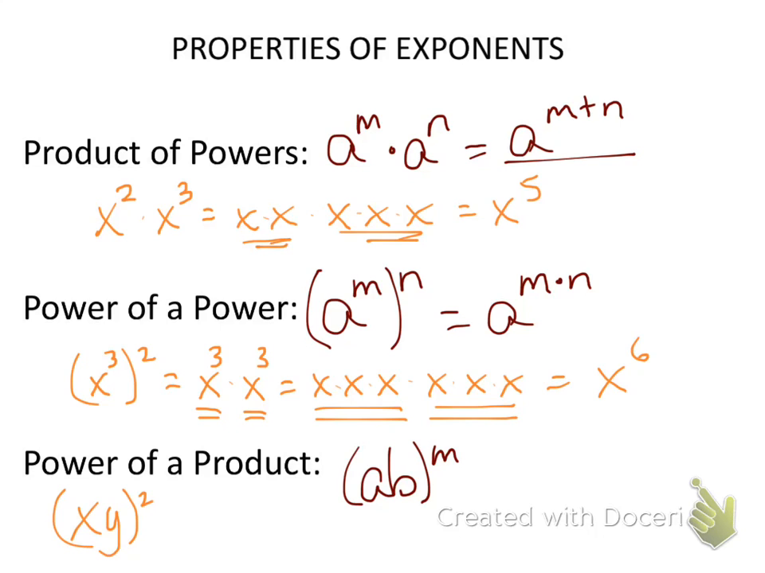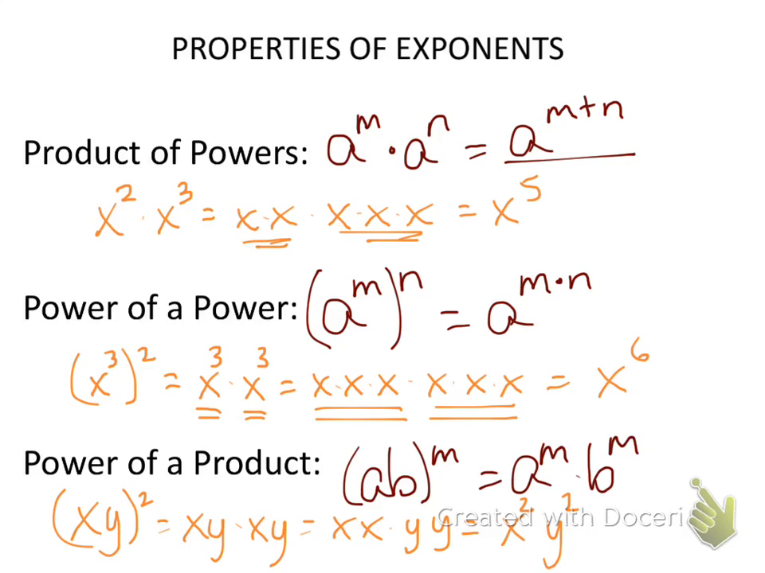And finally, if I have a times b to the m, well, that would be like if I have xy squared. That means I'm going to write out x times y times x times y. Using the commutative and associative properties, I can group my x's and group my y's together and end up with x squared y squared. So this would be the same as a to the m times b to the m. I'm raising everything in the parentheses to that power.